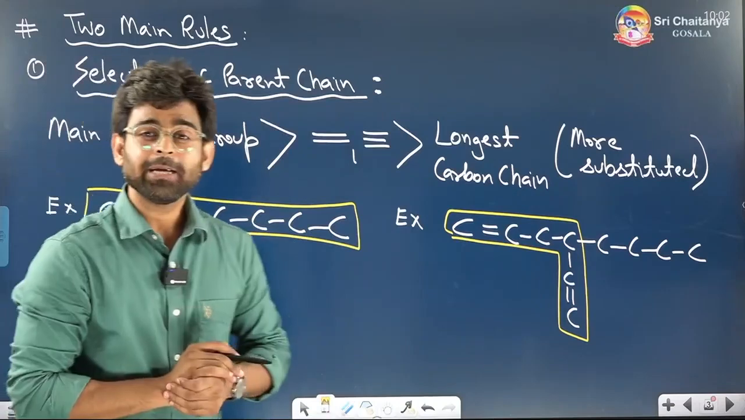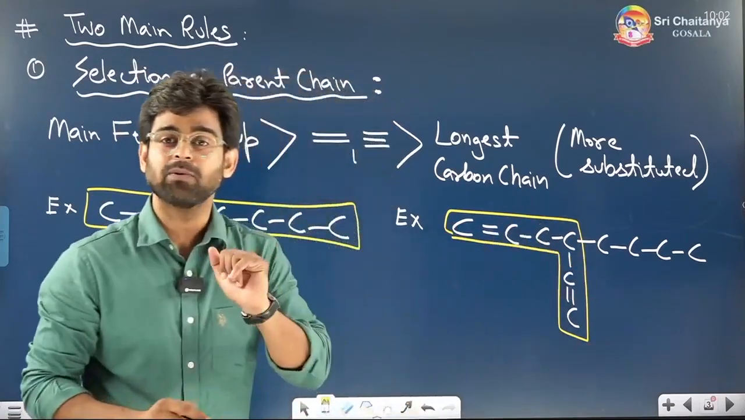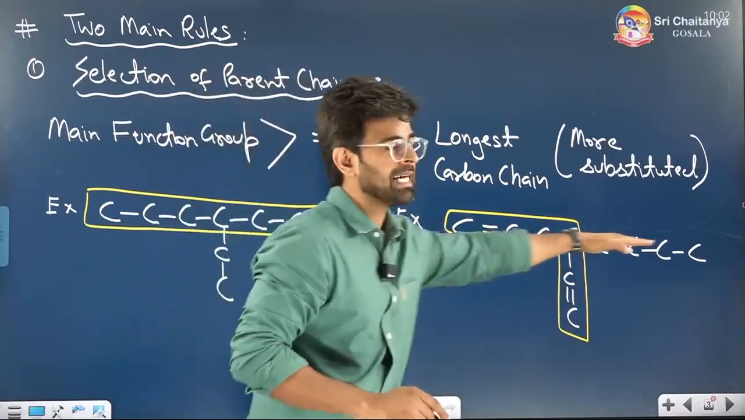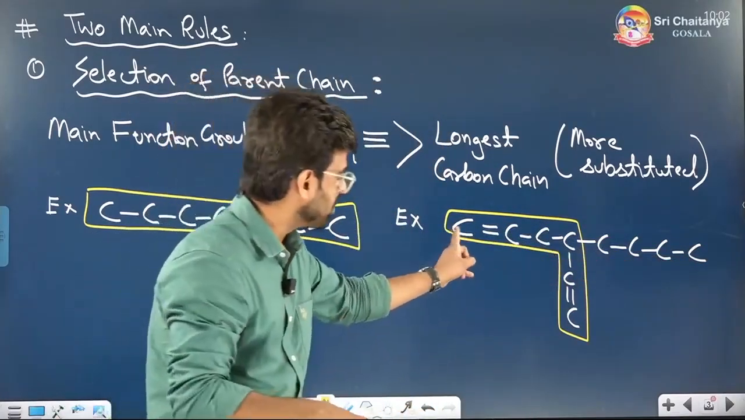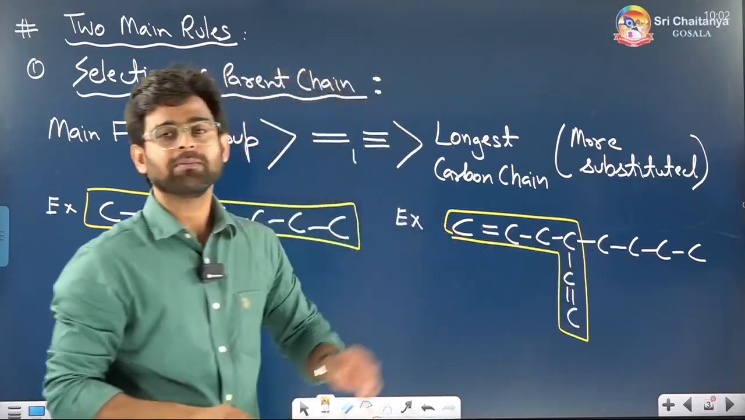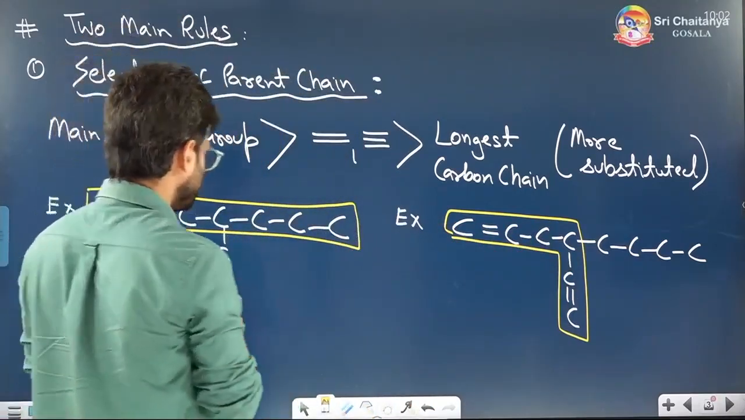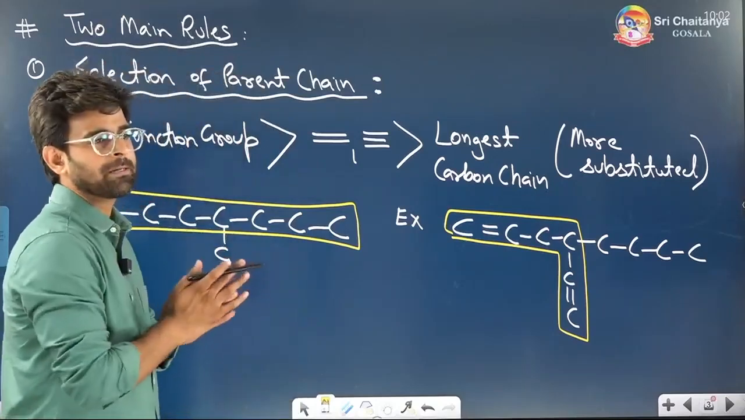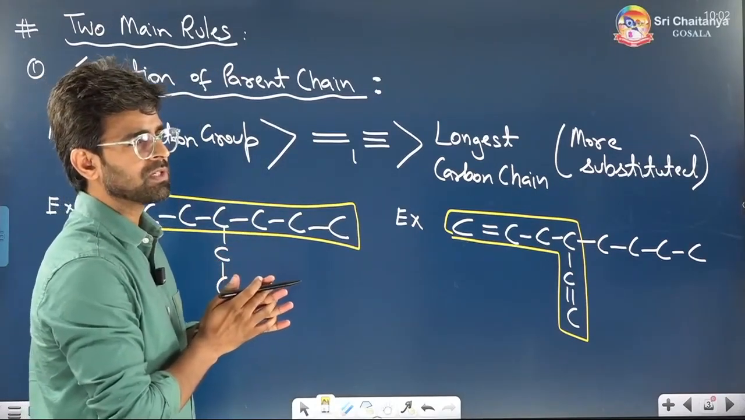Why? Because this chain contains a pi bond. Maybe the straight chain has more carbon atoms, but what is more important for us? Pi bonds. More important is the pi bond. Very good. Clear? I hope you are clear now.